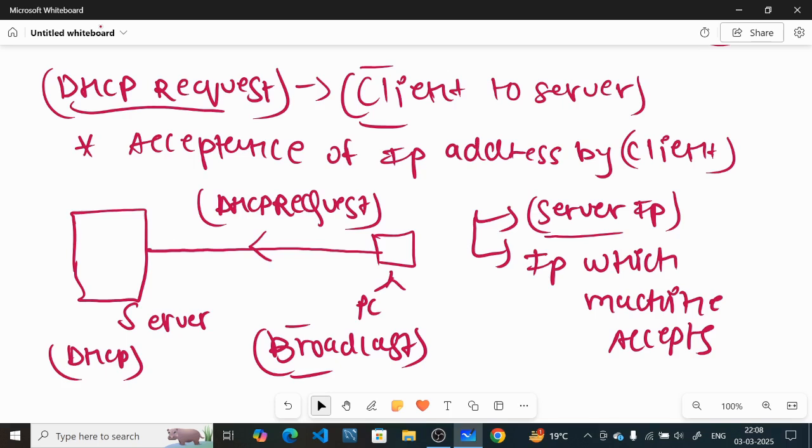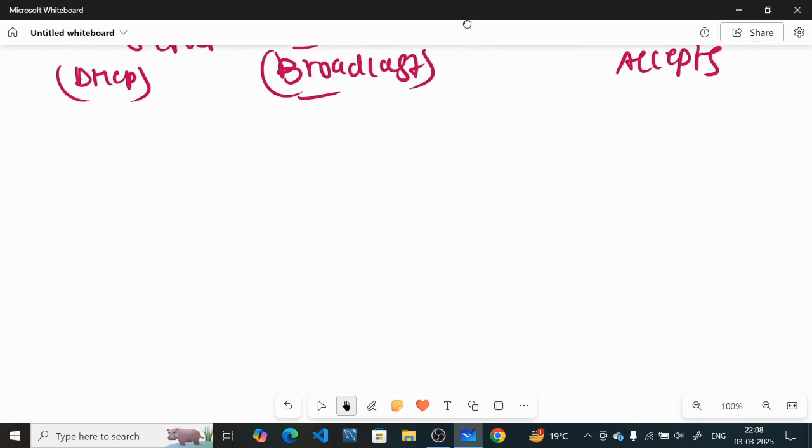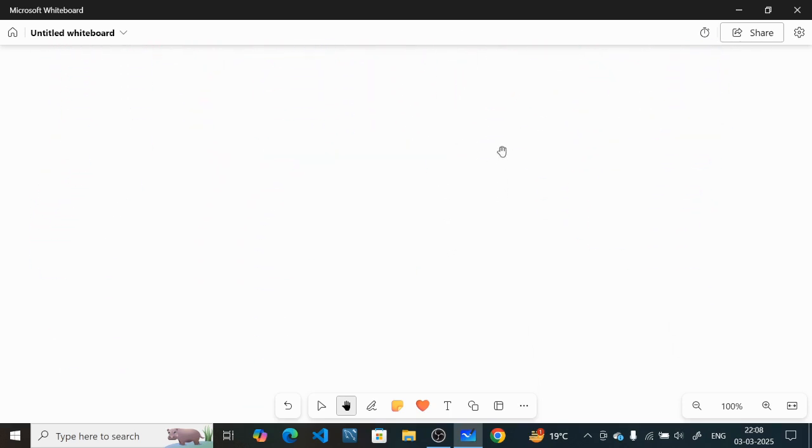Now we move forward to the final acknowledgement. So who sends the acknowledgement? Now the server sends the acknowledgement. So let's move forward, guys, to the last step. That is step number 4. What is step number 4? It is DHCP acknowledgement.